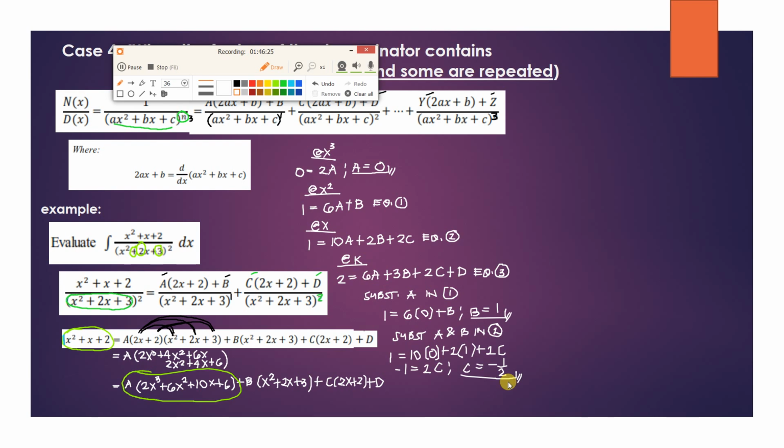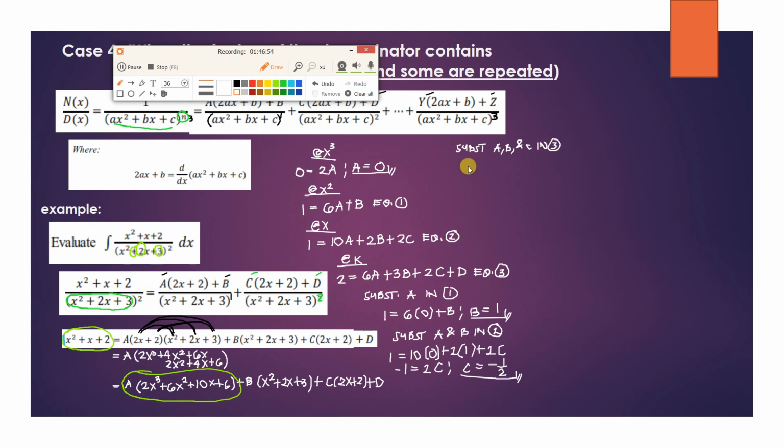Okay, and last but not the least is D. So, si D sa equation number 3. Substitute pala tayo at constant. Substitute A, B, and C in equation number 3.